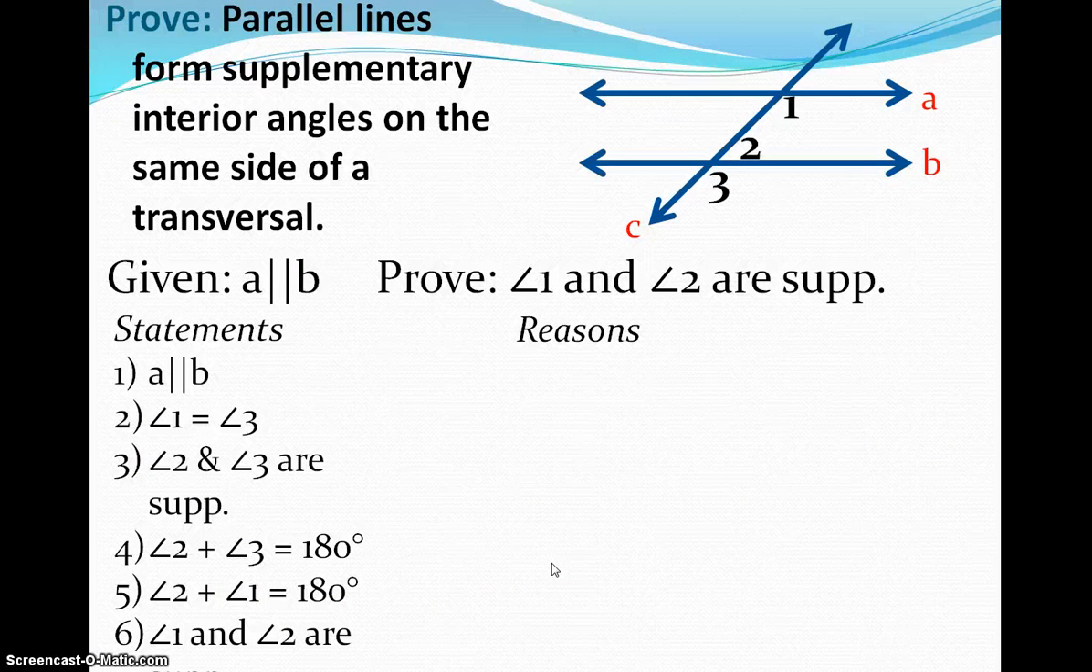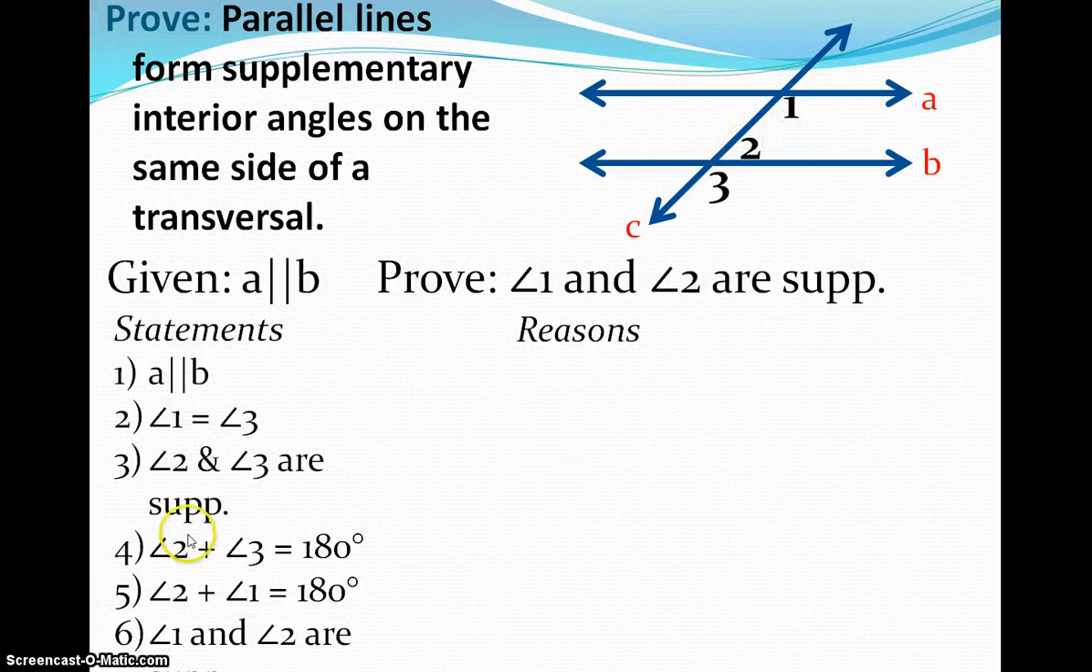Last but not least, the thing that I want you to come to class with, and I want you to try to practice this, is we are going to try to prove that parallel lines form supplementary interior angles on the same side of the transversal. Now again, that's that huge long corollary that we have, but basically what it means is, given the fact that A is parallel to B in my diagram up here, I want you to be able to prove to me that angle 1 and angle 2 are indeed supplementary to each other.